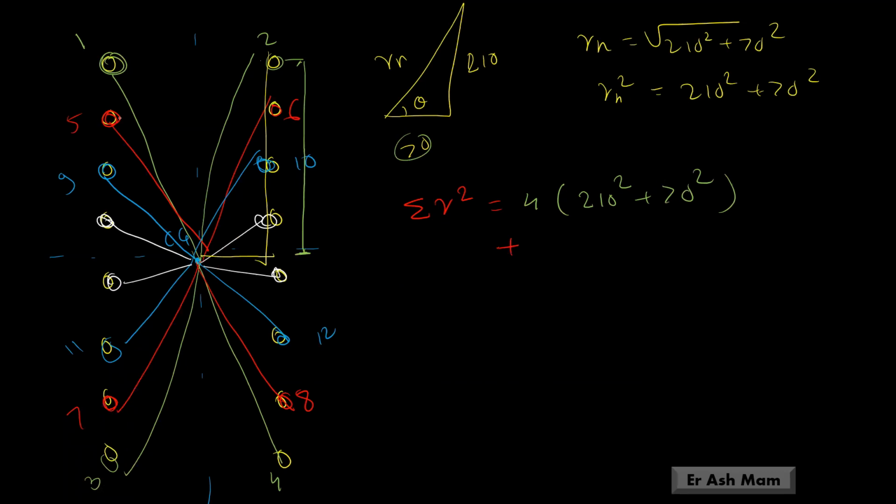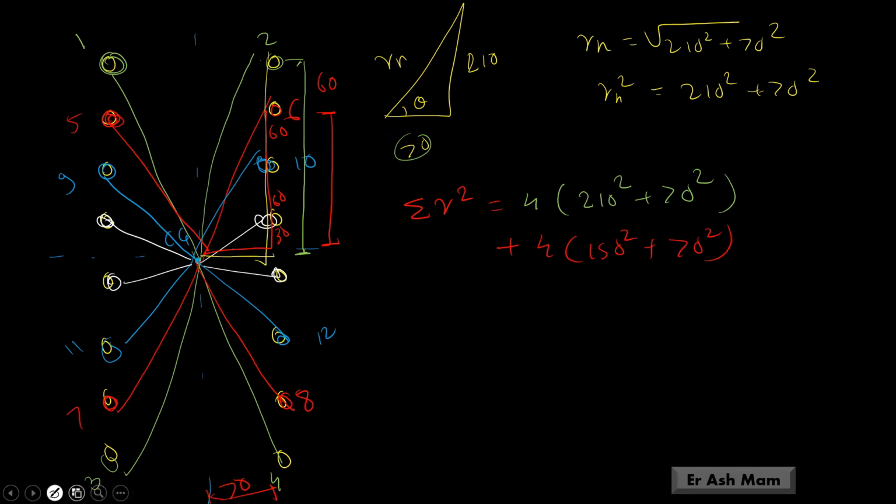Next, second one, red color. Plus, there are total 4 red bolts, all at the same distance. So you can consider this red triangle here. The height of this triangle is 210 minus 60 minus 30, which is 150. 150 square plus this will be same, that is 70 for all triangles, 70 square.